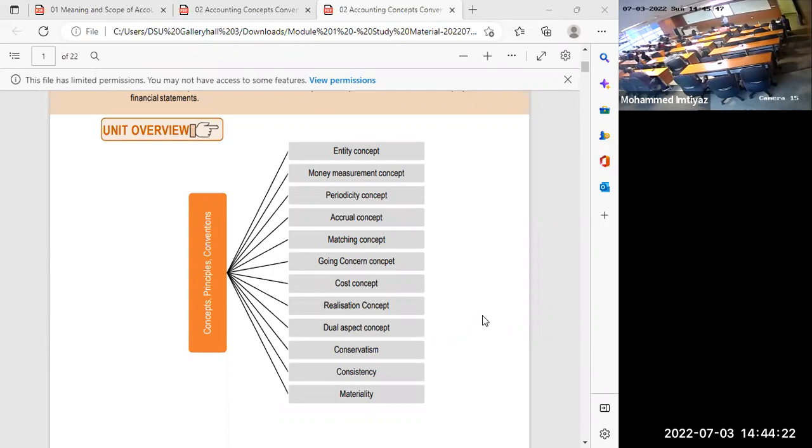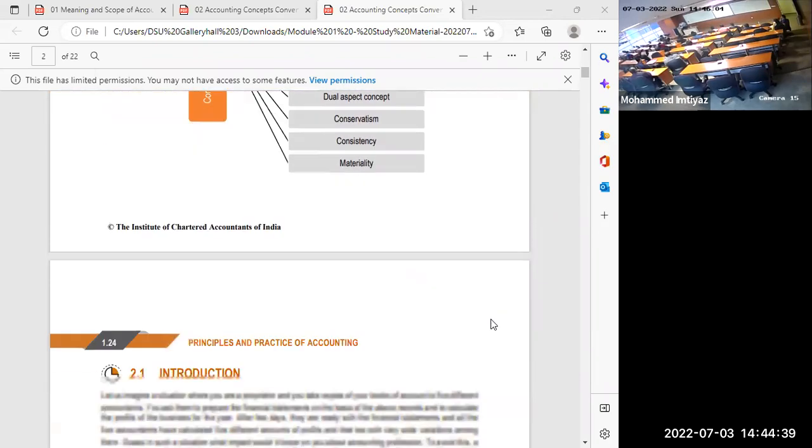Okay, so these are going to be used in preparation of your books of accounts, presentation of your books of accounts, preparation of your financial statement, and also presentation of your financial statement. Okay, these are the guiding elements. Okay, any doubt in this?